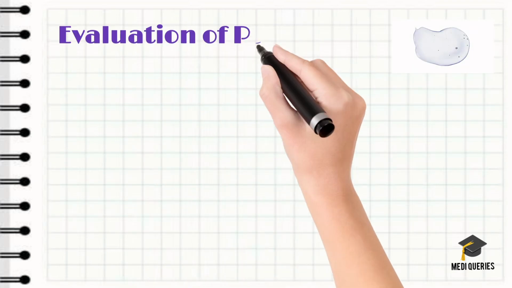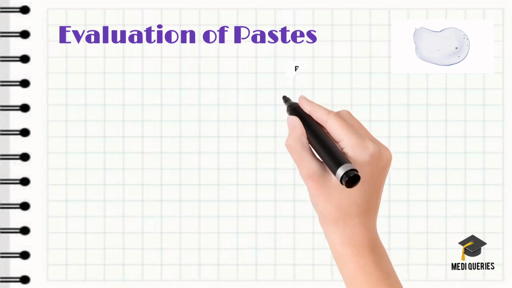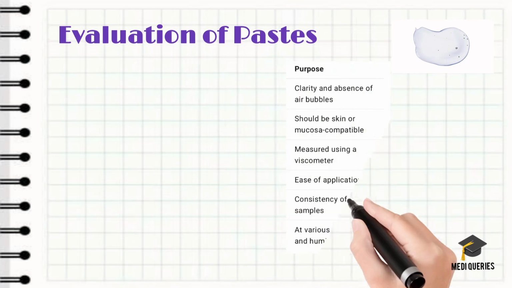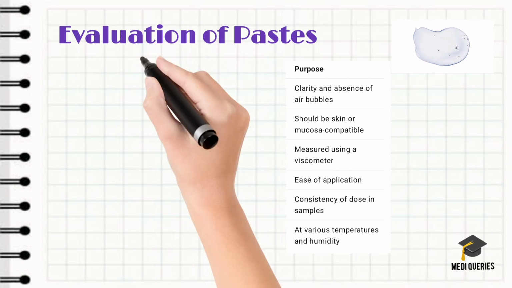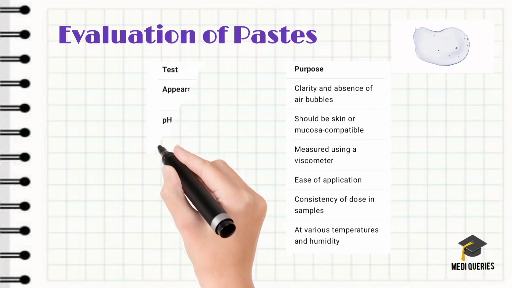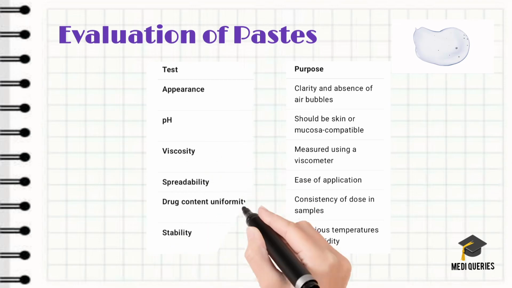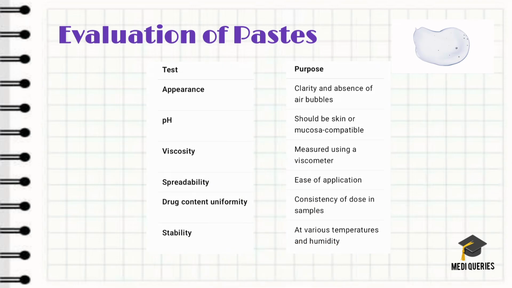The next topic is the evaluation of the jellies. After formulation, the pharmaceutical jellies undergo rigorous quality control tests to ensure their safety, efficacy and consistency. We have to check the product quality by conducting various tests like appearance test, pH measurement, viscosity and spreadability measurements, drug content uniformity, microbial testing, and stability studies. We have to conduct all these tests.